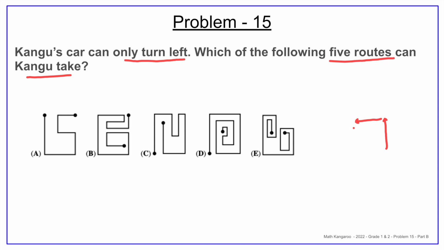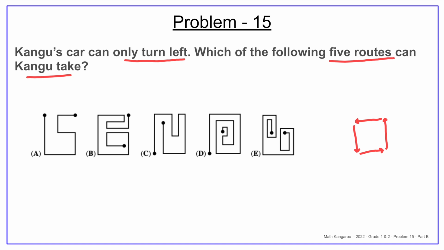From there, another left turn would look like this. And another left turn would look like this. And from there, this will go up. So Kangu has to follow this pattern. If he is going upward, then he should be going towards left. And if he is going towards left, he should be going downwards when he turns. So any shape that follows this left turn pattern will be the correct answer.